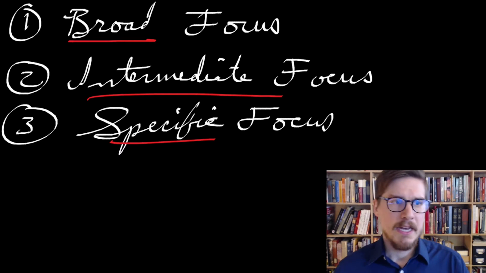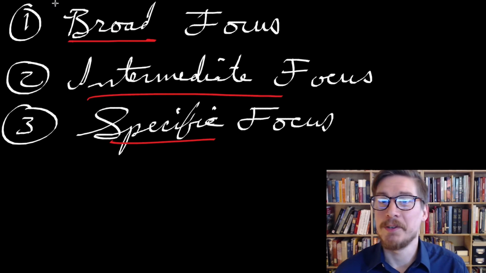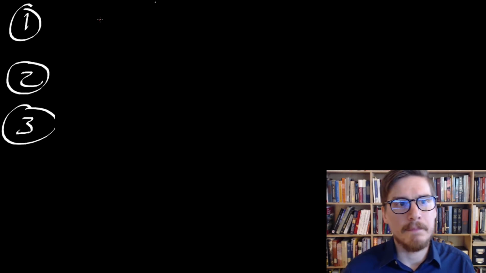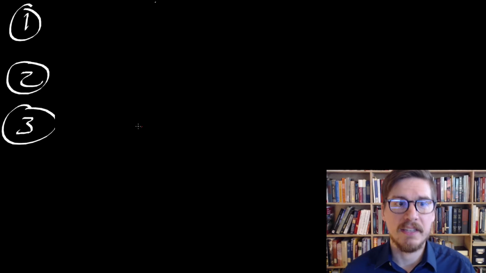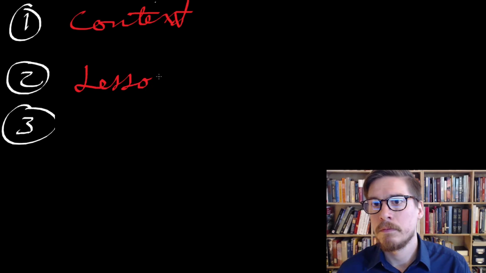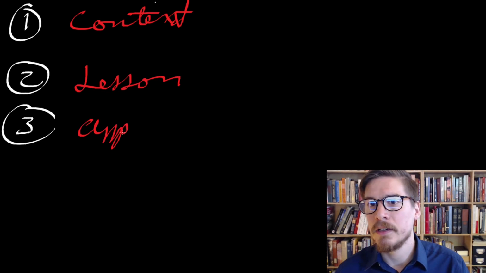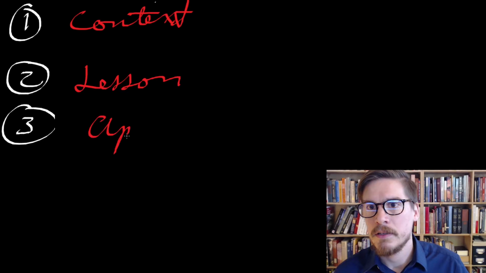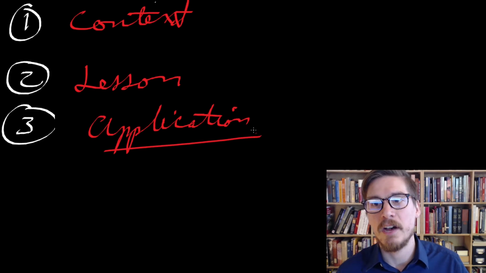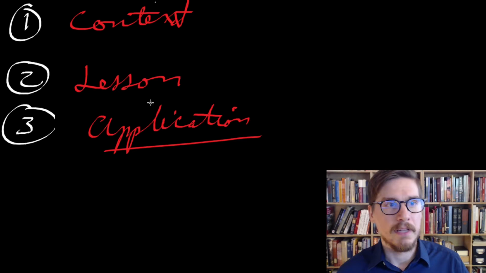Now, how do I apply this to geometry? Well, I'll show you. When I begin broadly, what am I doing? I am situating the lesson in context. So this provides the context for the lesson. Here's the lesson. And then here's the application of the lesson. So you have the context for the lesson itself, and then the application of the lesson.